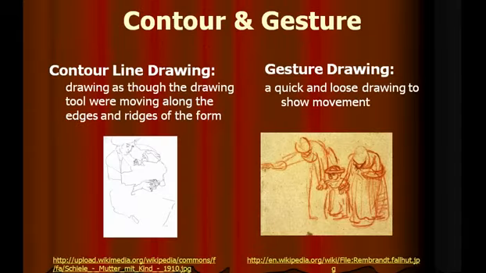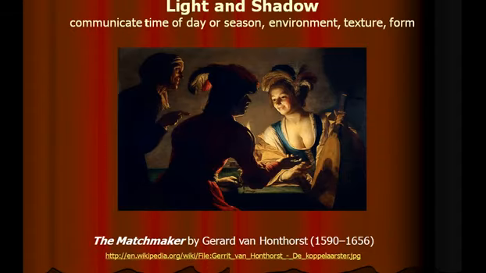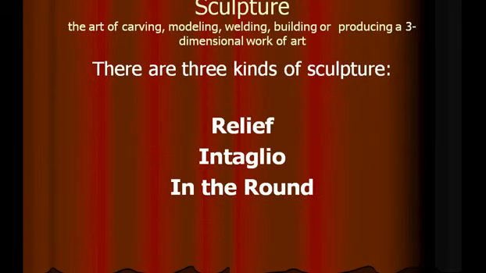Contour and gesture. Contour line drawing is drawing as though the drawing tool were moving along the edges and ridges of the form. A gesture drawing is a quick and loose drawing to show movement. Light and shadow is used to communicate the time of day or season, the environment, the texture, and the form. Sculpture is the art of carving, modeling, welding, building, or producing a three-dimensional work of art.